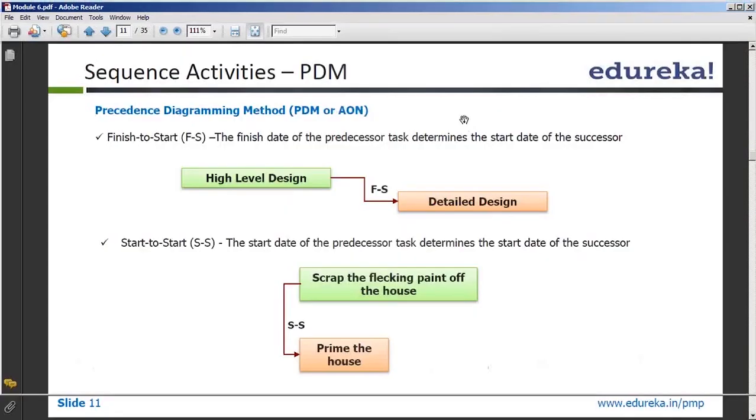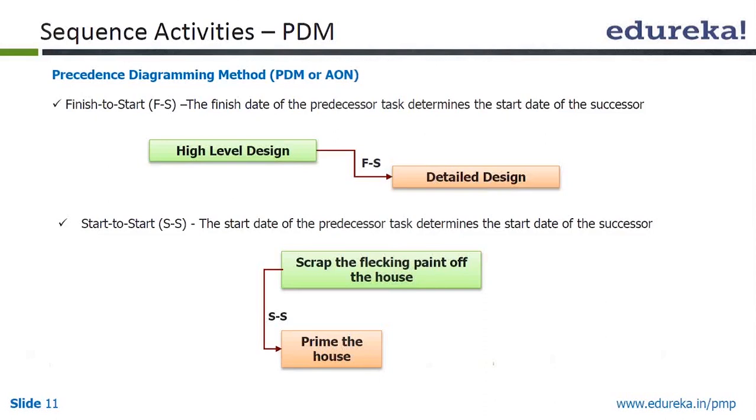When you sequence the activities, this theory is from the PMBOK guide that we teach to our PMP students. If you have done it, you already know it. In case you don't know, I'm just going to repeat it. First is the finish to start relationship. We already have seen this with the example. The successor start depends on the finish of the predecessor. In start to start, the successor start depends on the predecessor start. That's what the dependency is.